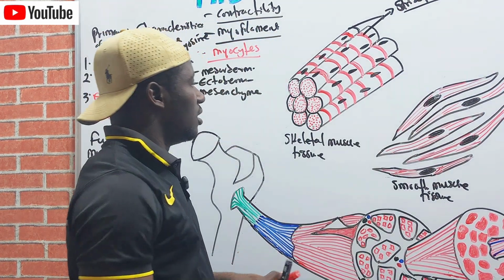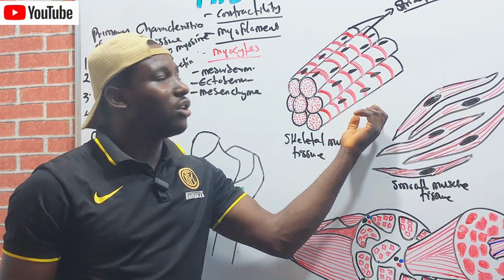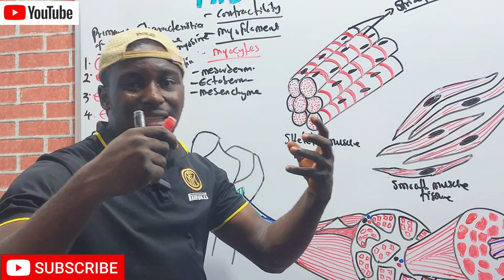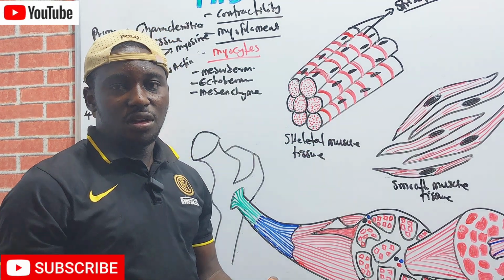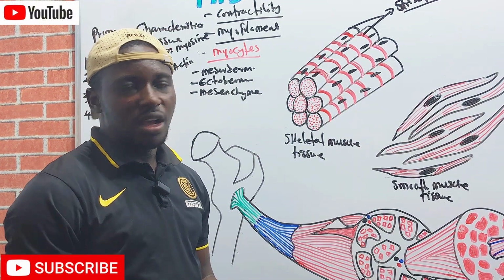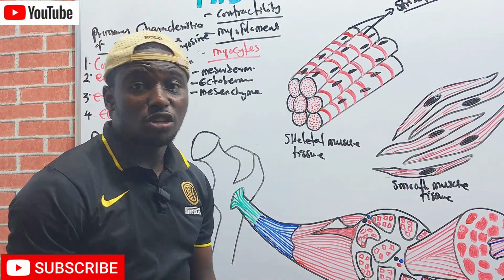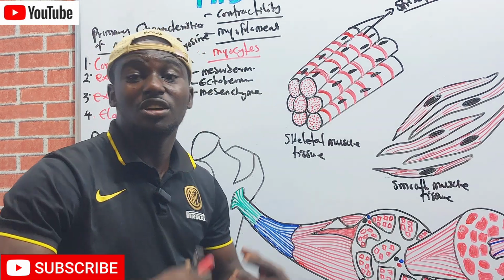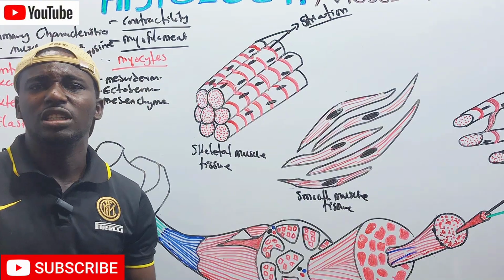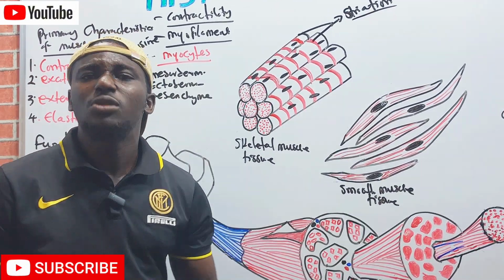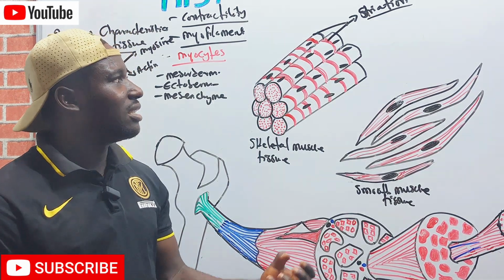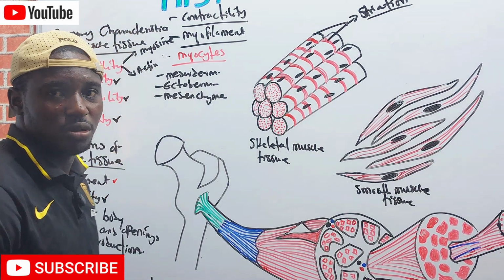The cell found in the skeletal muscle tissue is long and multinucleated. It is striated and it is also voluntary, which means it is under the control of the body consciousness. Where is it found? It is found on the bone, which is the skeleton. It attaches to the skeleton to make a movement. So that is what the skeletal muscle tissue does.